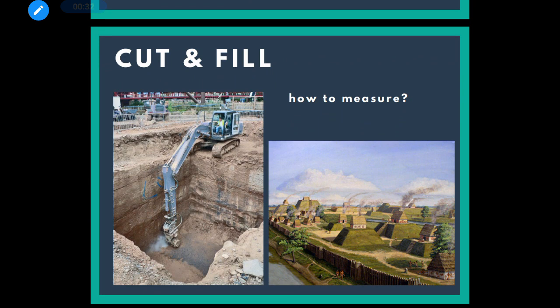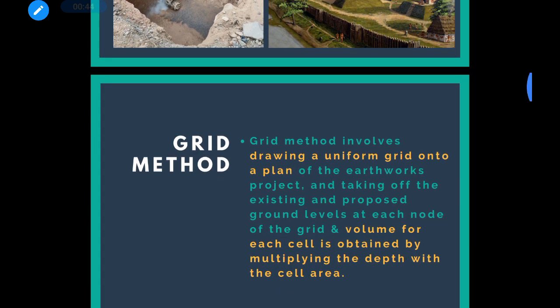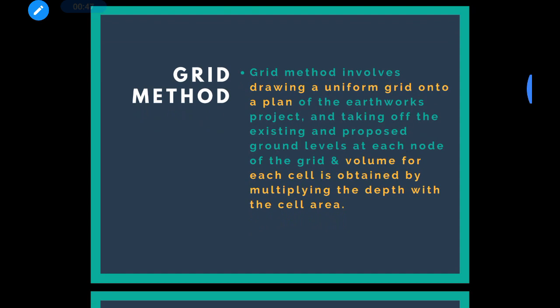Normally for earthwork, we are going to measure the process of cut and fill, and we have several methods to measure the cut and fill. Normally we are going to use the grid method. Another one we have is the cross-section method, and in this video we only cover the grid method.